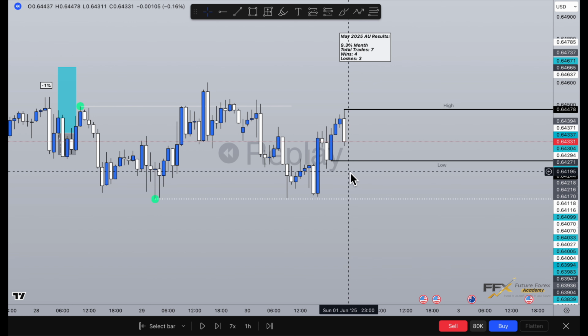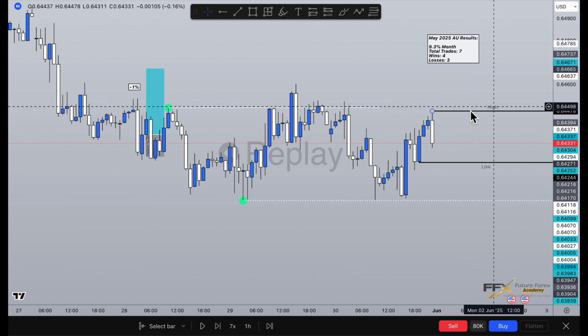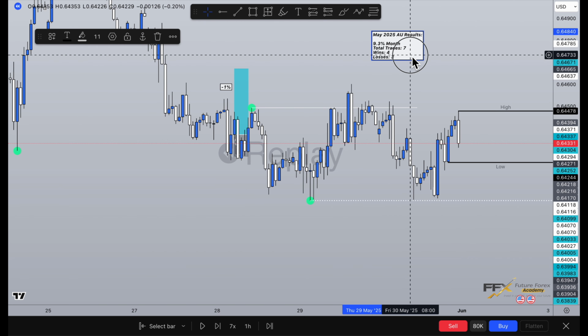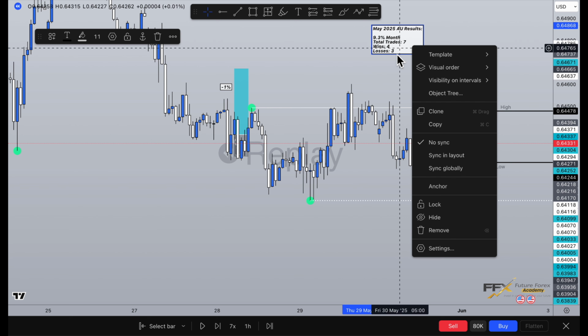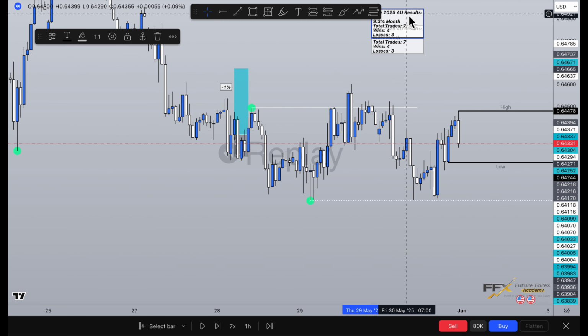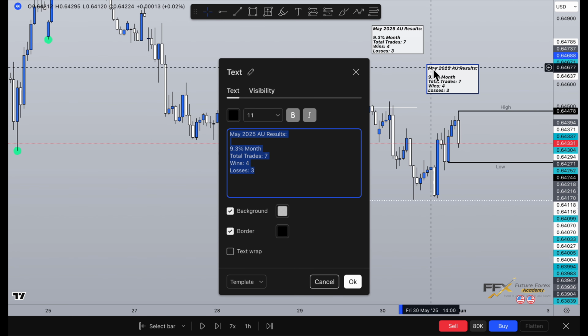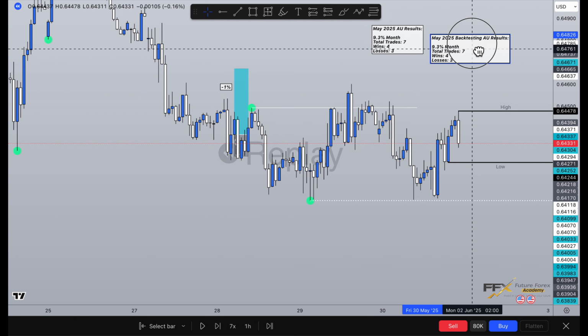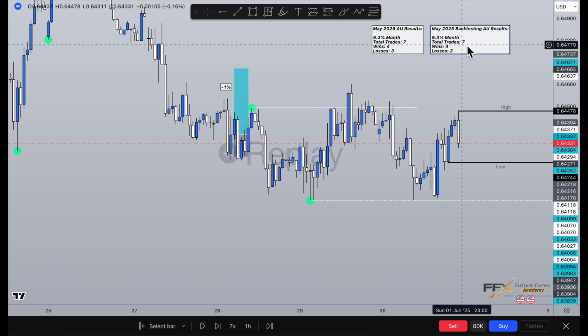So we can now see we are on the 1st of June. So that's the end of our backtesting session for the month. So this was the live results. Now what I'm going to do is I'm going to clone this, and I'm going to say backtesting results. And now we're going to just see how we ended up against how we traded. So that was live, this is backtesting.